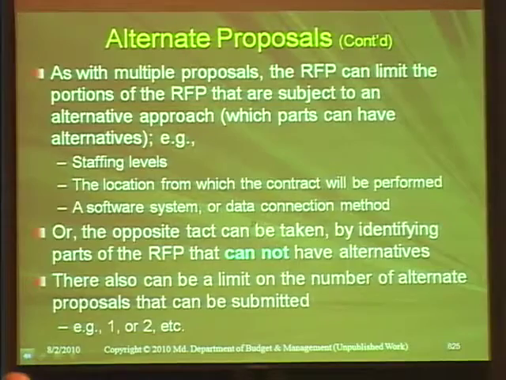As with multiple proposals, the RFP can limit the portions of the RFP that are subject to the alternate approach. Which parts can have alternatives? And that's something that you should consider. Instead of just saying you can give an alternate to anything and everything, you can do one of two ways. Specifically say what portions may have alternate proposals, or taking the opposite approach and saying what portions cannot have.